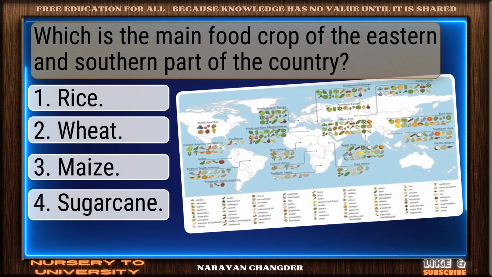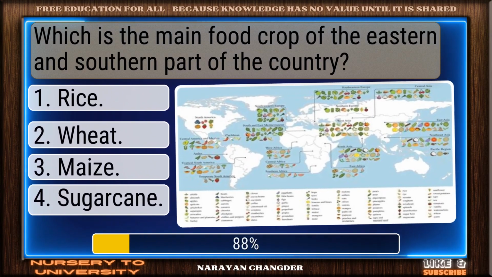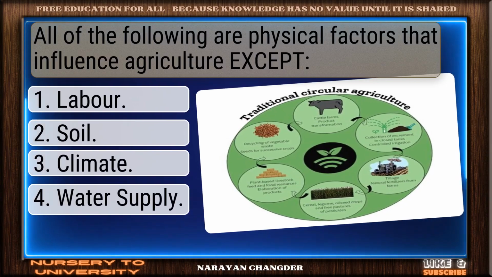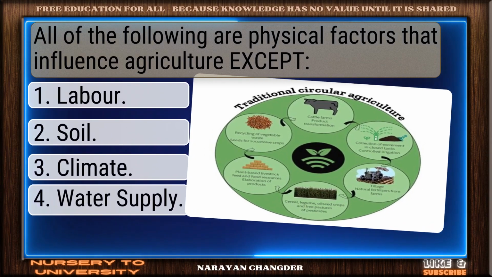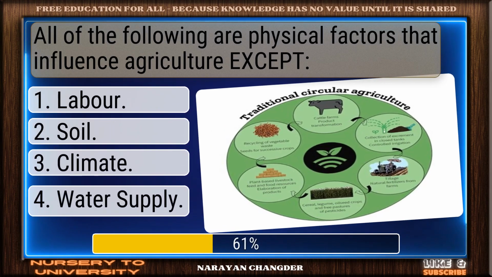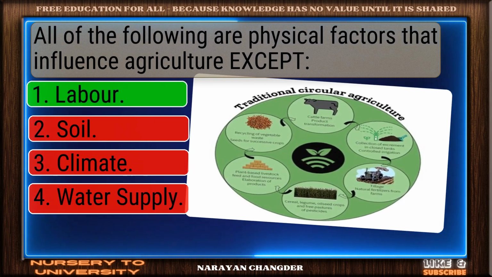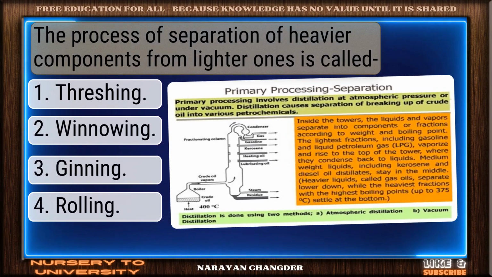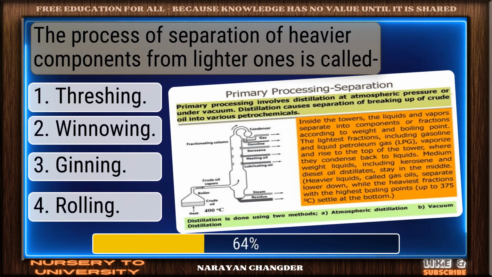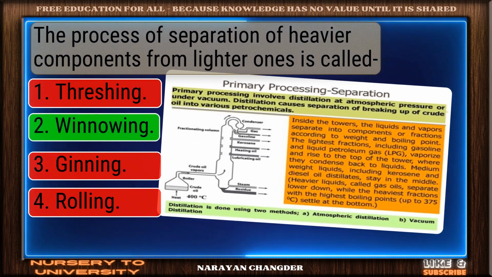Which is the main food crop of the eastern and southern part of the country? Exactly. Rice makes sense. All of the following are physical factors that influence agriculture except. Smart pick. Labor is correct. The process of separation of heavier components from lighter ones is called. Correct. Winnowing is spot on.